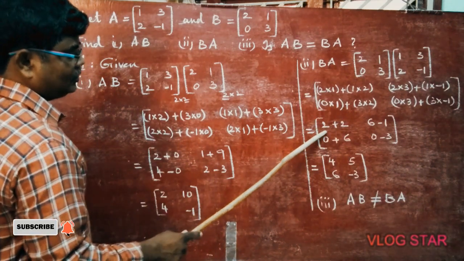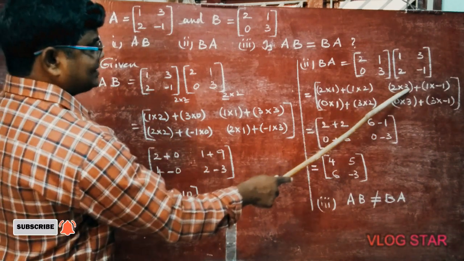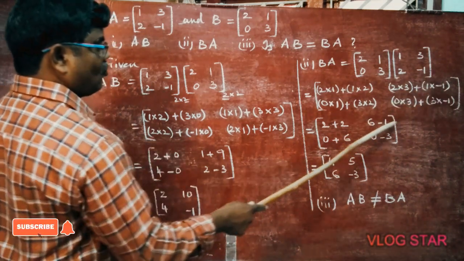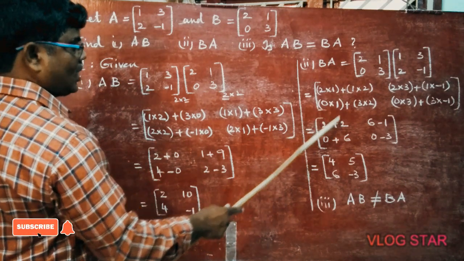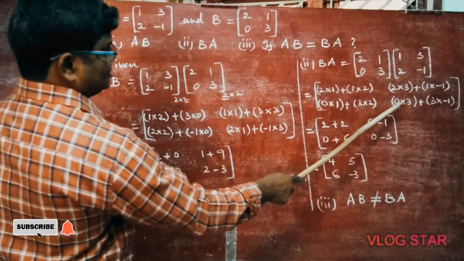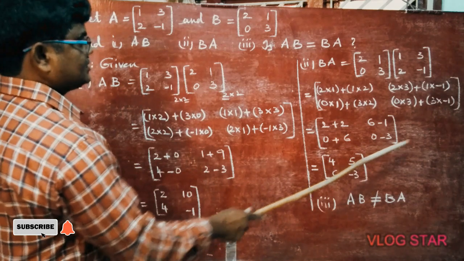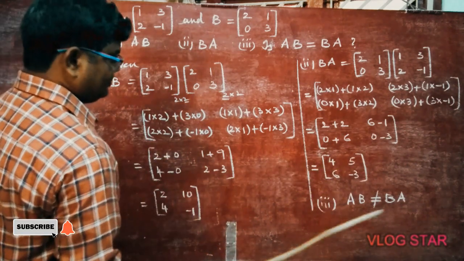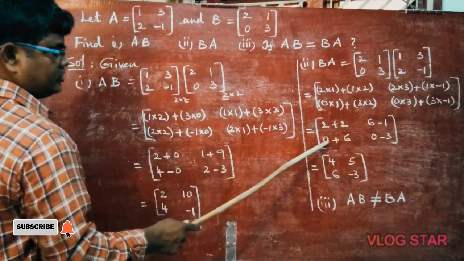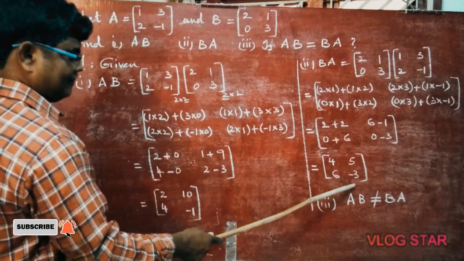2 ones are 2 plus 1 twos are 2. Next, 2 threes are 6 plus into minus, minus, 1 ones are 1. Next, 0 ones are 0 plus 2 threes are 6. Next, 0 threes are 0 plus into minus, minus, 3 ones are 3. Now simplify. 2 plus 2 is 4. 6 minus 1 is 5. 0 plus 6 is 6. 0 minus 3 is minus 3.